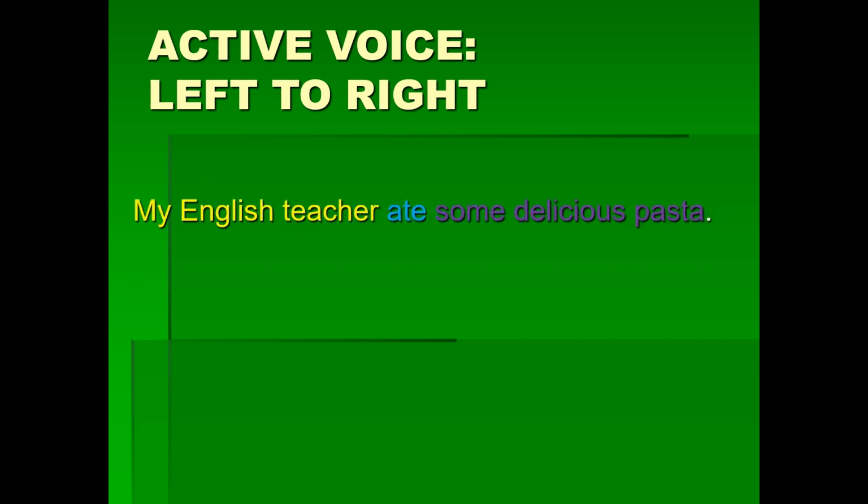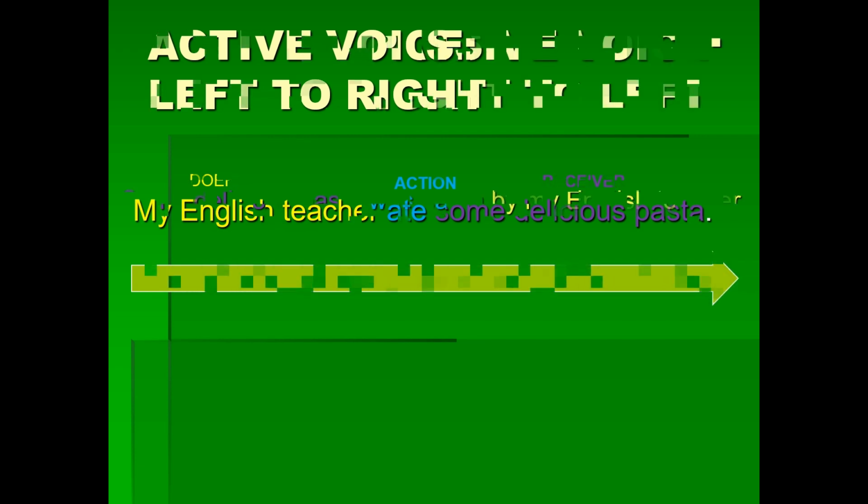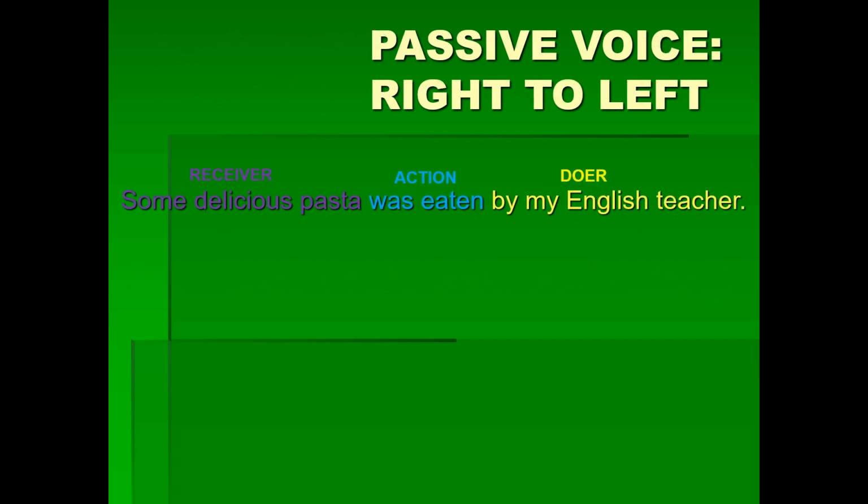Now let's try it again with the other sentence that we were looking at originally. My English teacher ate some delicious pasta. Notice that my English teacher, the subject, ate some delicious pasta. The direction is moving from left to right. That's active voice. Now, passive voice is going to be the opposite. The direction is going to move from right to left.